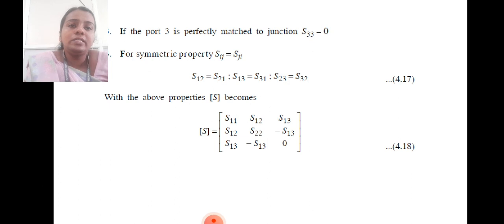And port 3 is a perfectly matched port, so the S coefficient S33 is equal to 0. Also, by using the symmetrical property, that is Sij equal to Sji, we can write for this E plane T: S12 is equal to S21, S13 is equal to S31, S23 is equal to S32. When you substitute all these properties in the S matrix, you get S equal to S11, S12, S13, S12, S22, minus S13, S13, minus S13 and 0.